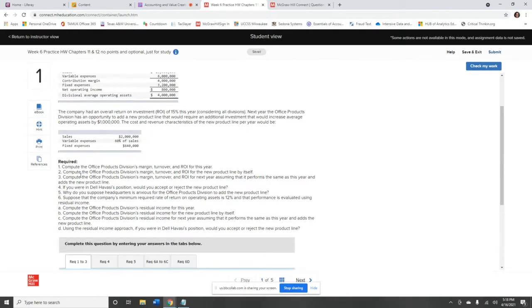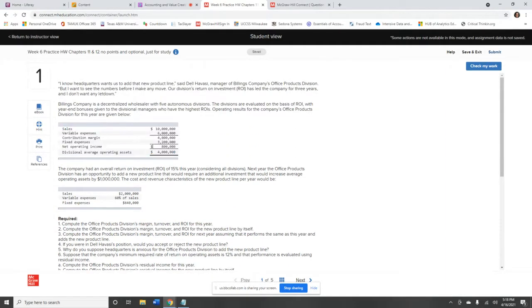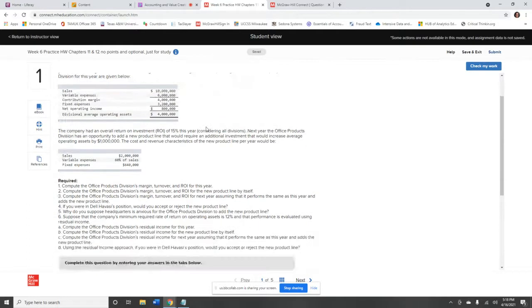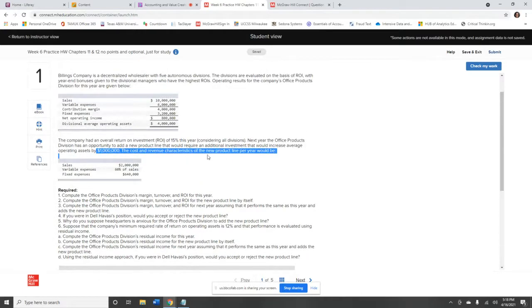All right, and then we need to calculate for the new product line all by itself. So I need to do basically this, but for, I guess it's a machine or something that costs $1 million. So there's my expenses, my investment, I guess I would call it. My operating assets, I guess is what we would call it, for just this one new thing. Here's my asset. Here's my sales. Here's my variable, so it's just 60% of that. And then I can use these two to calculate my contribution margin, then my fixed expenses, and I can get my operating income. And my average operating assets for this one thing I'm doing is $1 million.